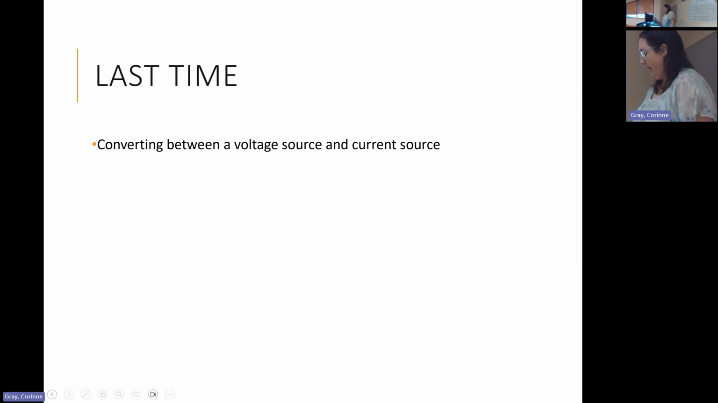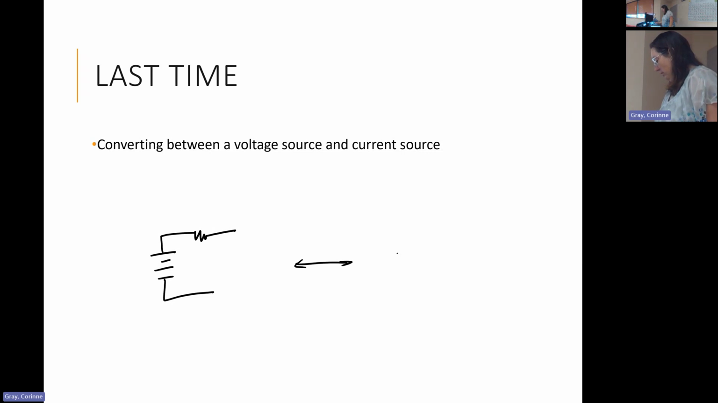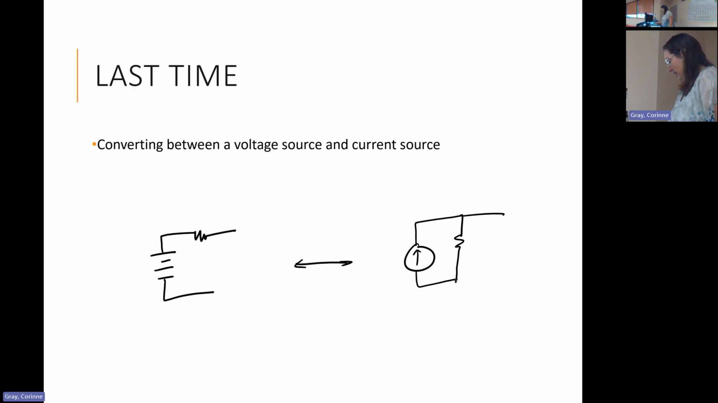Last time we talked about converting between our current and voltage source. When we had our voltage source, the situation looked something like this, and we can convert back and forth to something a little more like this. We can flip between these and utilize Ohm's law. So VS is equal to IS RS. This resistor is the same for both sources. It's the internal resistance of whatever it is that we have, and we can convert back and forth using Ohm's law.